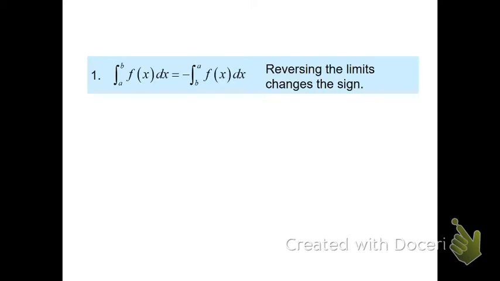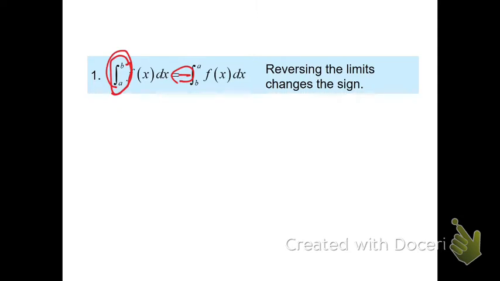Okay, now we're going to do some integration rules that are mostly common sense. You really don't need to write these down, okay? The first one says that if you change the bounds, the numbers in your integral, if you reverse them, then it's the same as putting a negative out front. So if ever you want to reverse the bounds, you can just switch a negative out front.